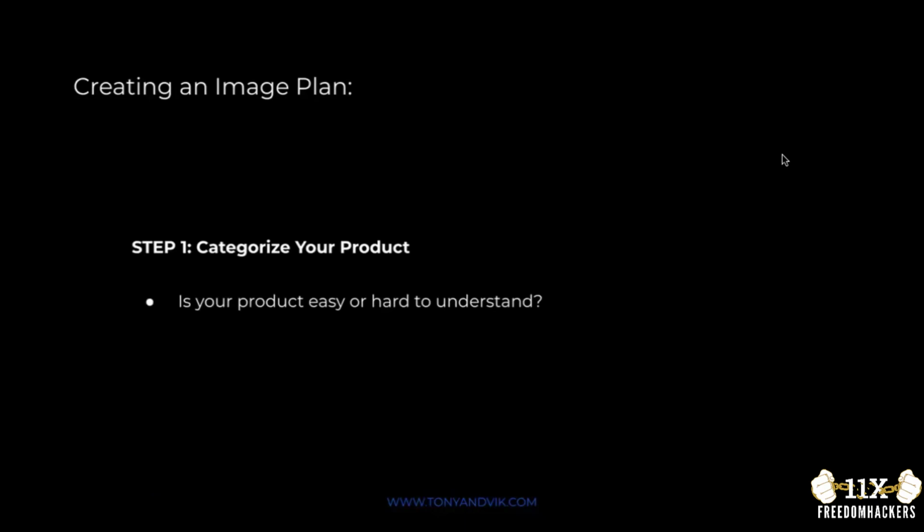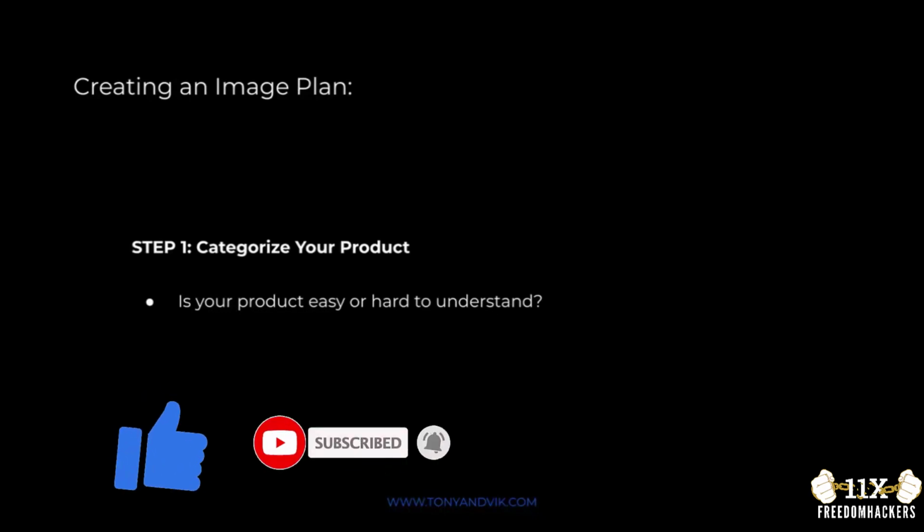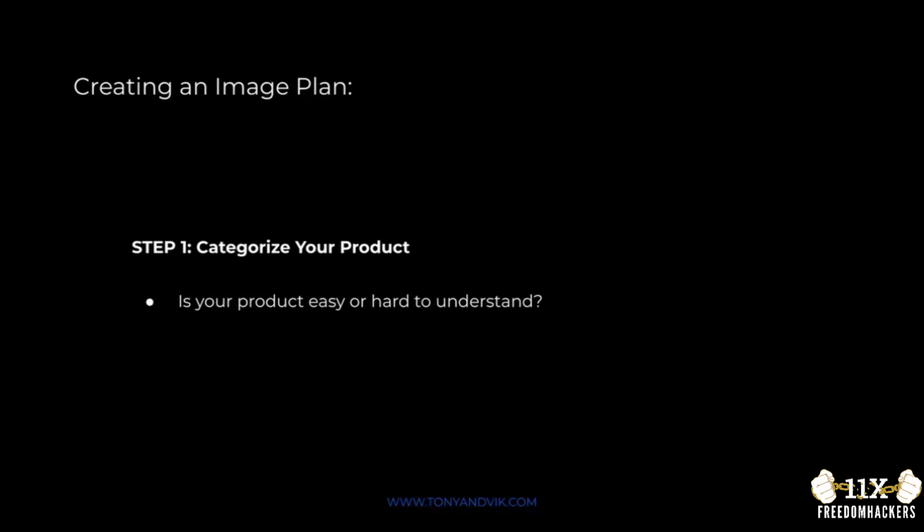So categorize your product. Is the product easy or hard to understand? And here, oh my God, everyone, including me, overestimates the understanding of what people have. Because typically people spend just a few seconds, 1, 2, 3 seconds looking at a product image, like the small thumbnail, and they need to get the understanding of what it is, what the product is, how to use it, and what the benefit is. And oftentimes when we are selling products, we fail at this so badly.